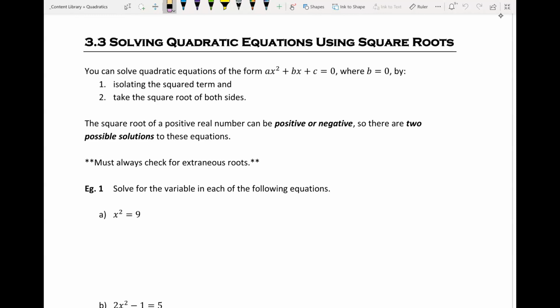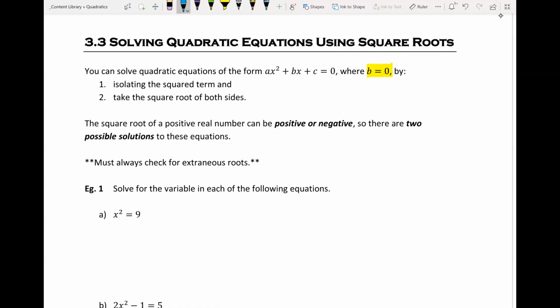So you can solve the quadratic of the form ax squared plus bx plus c, which is your standard form, where b is equal to 0. It's really important that you don't have the b term in there. You do it by isolating the squared term and then taking the square root of both sides. So just take a note, b has to be 0 in order for you to be able to do this.